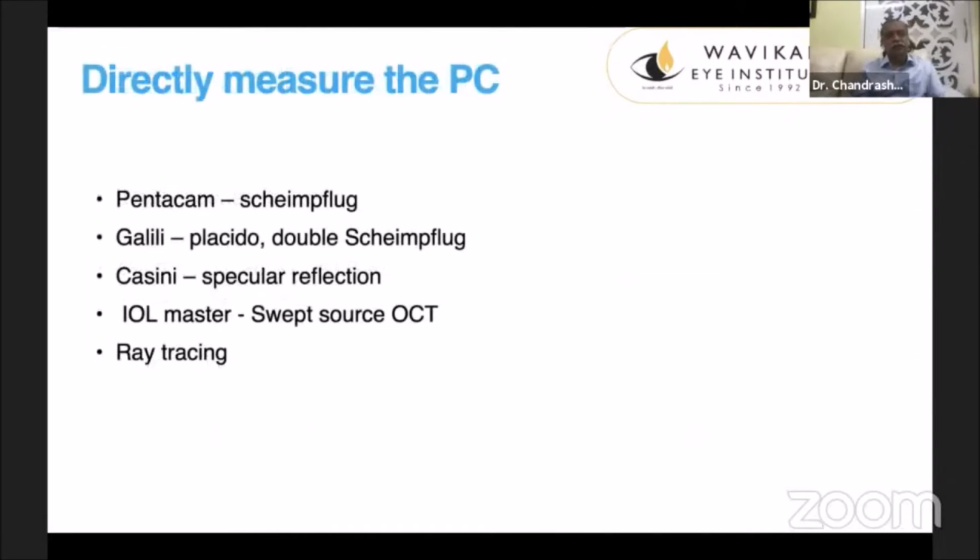So for directly measuring the posterior cornea, these are the methods. But the only two promising ones have been Pentacam and IOLMaster. Both of them estimate the anterior cornea and corneal thickness, and then derive the posterior corneal curvature. However, swept-source is definitely more accurate than Pentacam.